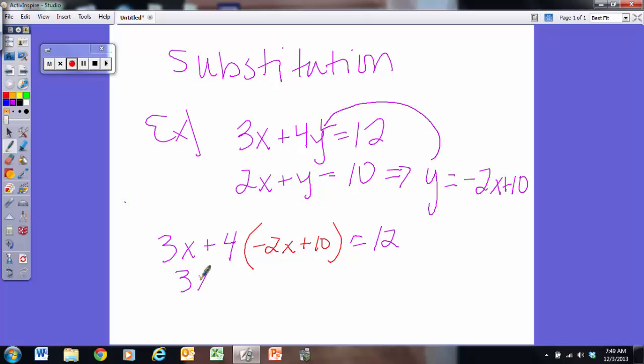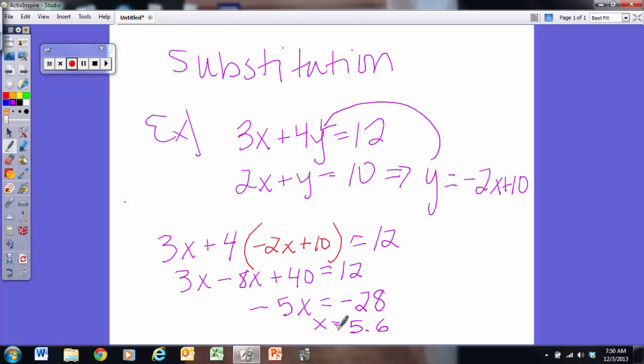So I distribute the 4, combine like terms, 40 minus 12 is 28, is that right? I guess so. Divide by 5. So x equals 5.6. Now you can see how on a graph that would be kind of nasty, but that's the exact answer.